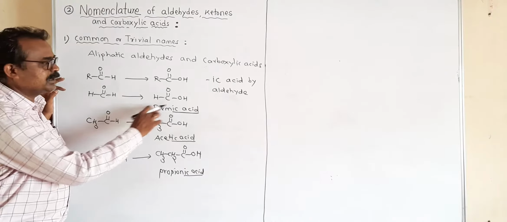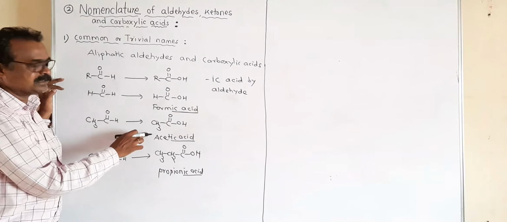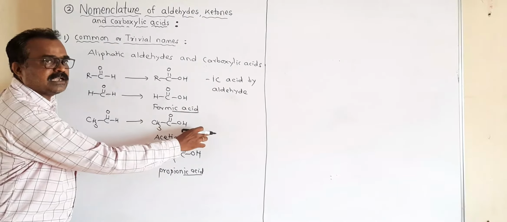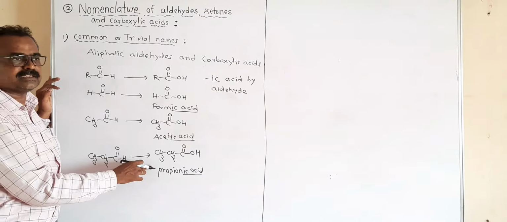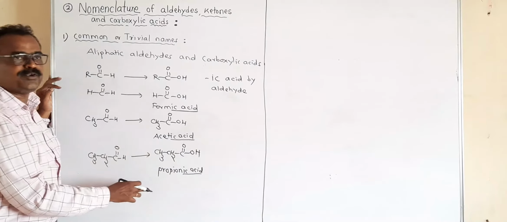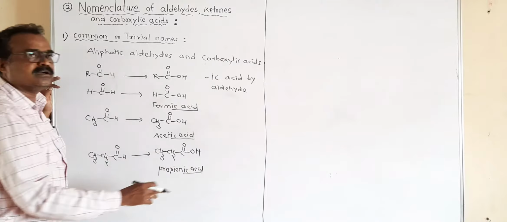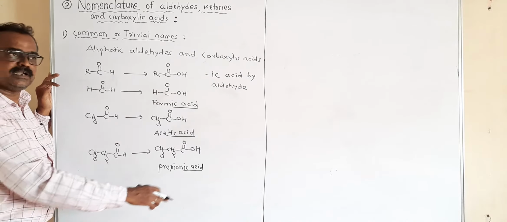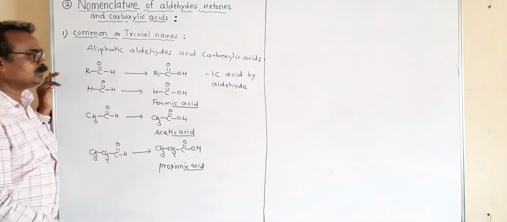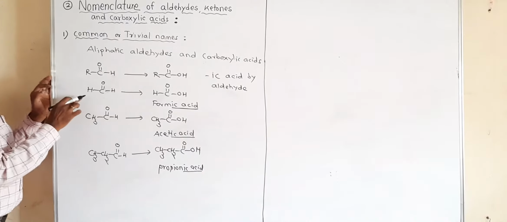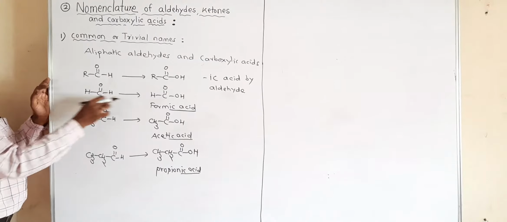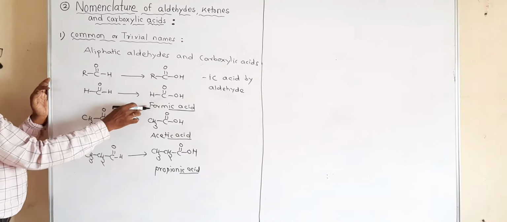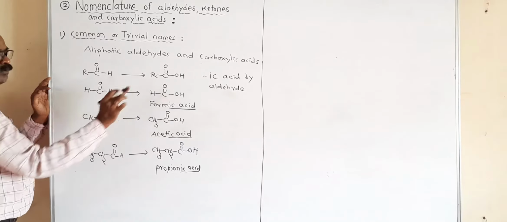Formic acid is obtained from formica. Acetic acid from acetum, acetum means vinegar. Propionic acid from proto-fat. Butyric acid from butter. Valeric acid from the valerian plant. Caproic acid from capra, which means goat. And the corresponding common name of aldehyde is derived from the corresponding common names of carboxylic acid.